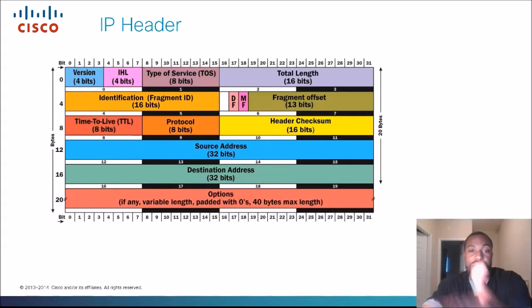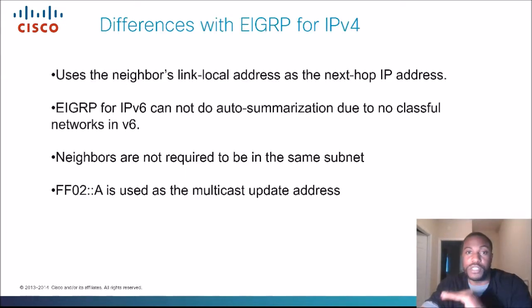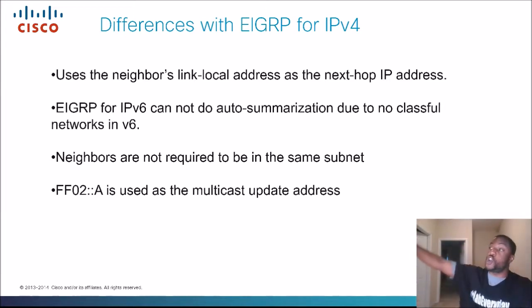That's the IP header. We discussed that. Now the differences between the two. It uses the neighbor's link local address as the next hop IP address. So if it needs to know the next hop IP, it uses the link local address of the next hop.